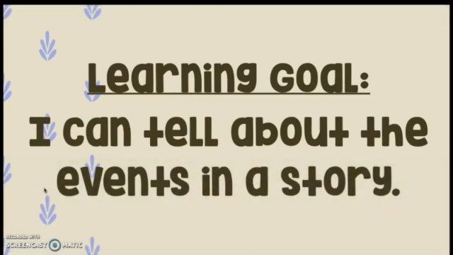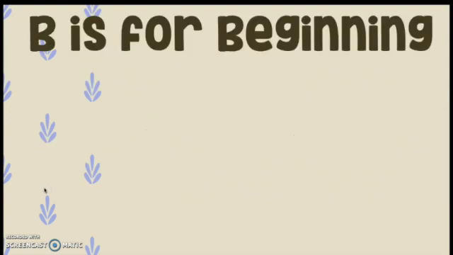Again, and today I want to talk to you about the events in a story. Now, the things that happen in the story are called events, and there's three parts that are important in every story. And there's going to be some letters to help us remember these events. It's the B, the M, and E. Can you repeat that with me? B, M, E. Good job, friends.